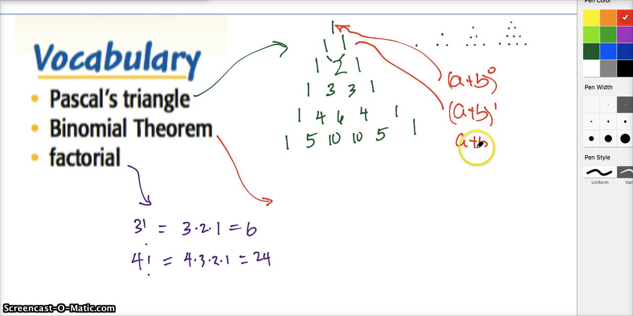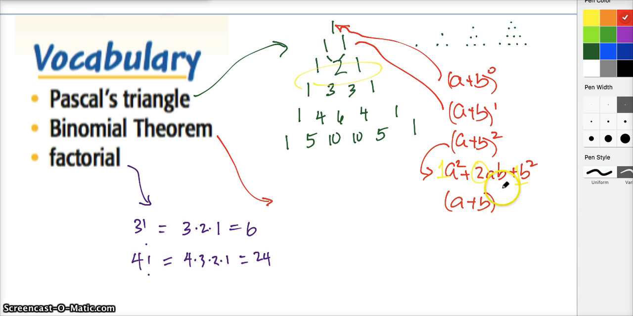So it'll make a little bit better sense when we do this. What about a plus b to the second power? If you have forgotten, we do the FOIL method, and we get a squared plus 2ab plus b squared. And what you notice is that the coefficients are 1, 2, and 1. And so what's happening is we can use Pascal's triangle to determine what happens when we expand our binomial to different powers.